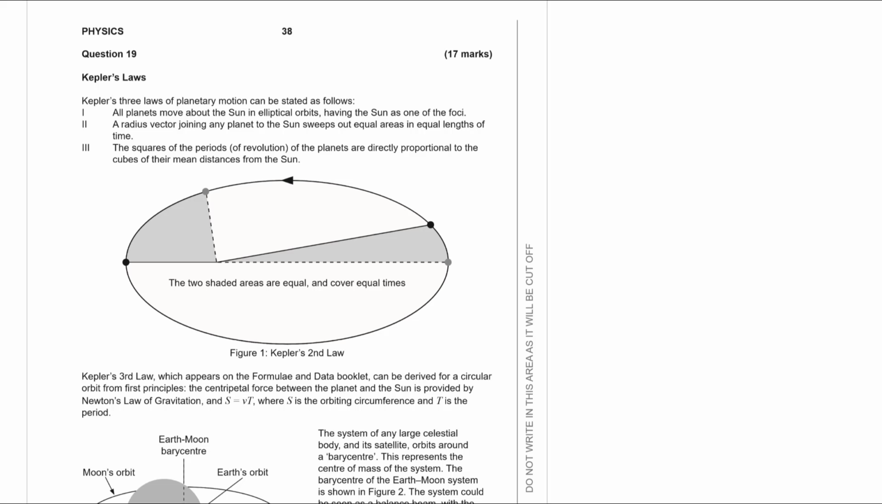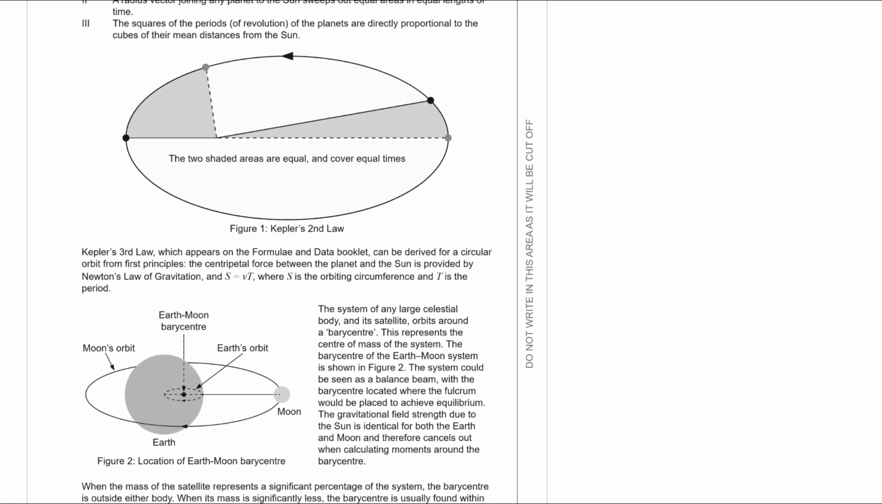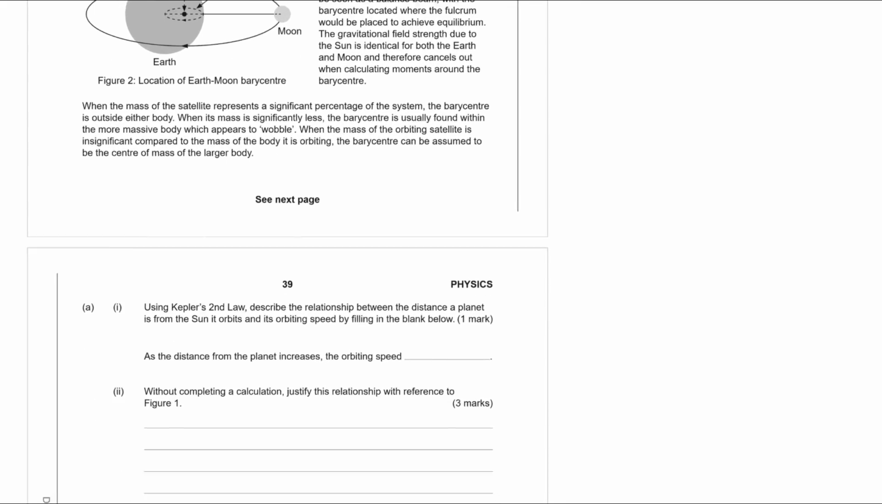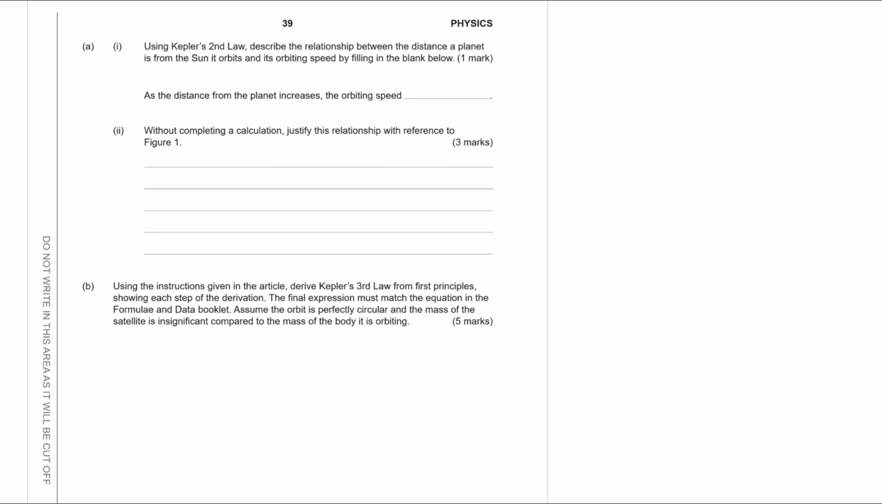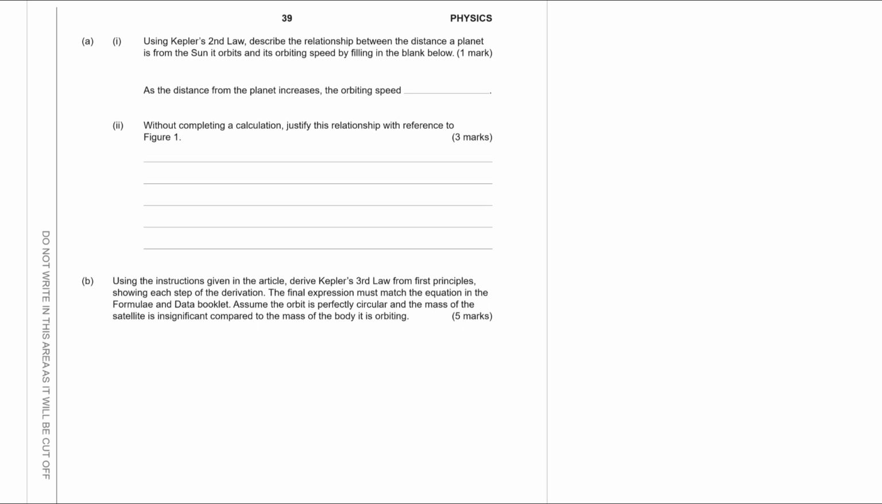Okay, now with question 19, the last one for the paper. It's just an article on Kepler's laws, and the concept of barycenter is also introduced there as well. So looking at part A, it's asking to use Kepler's second law to describe the relationship between the distance from the sun for a planet and its orbiting speed.